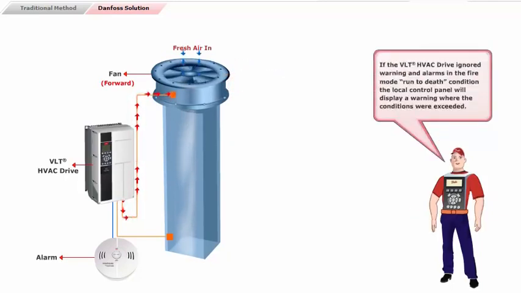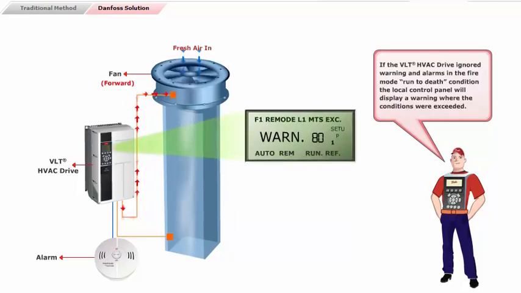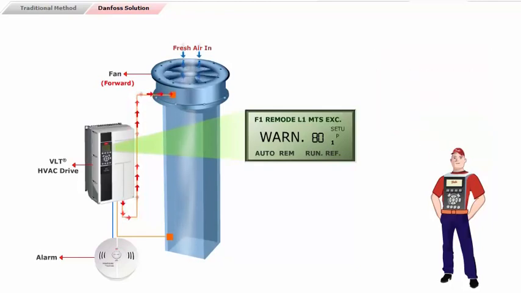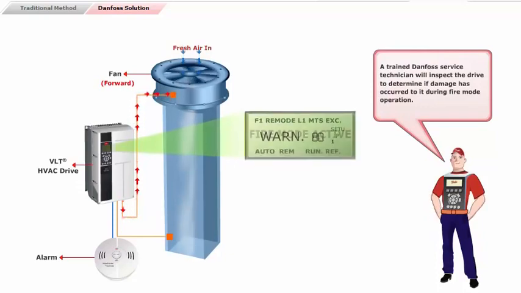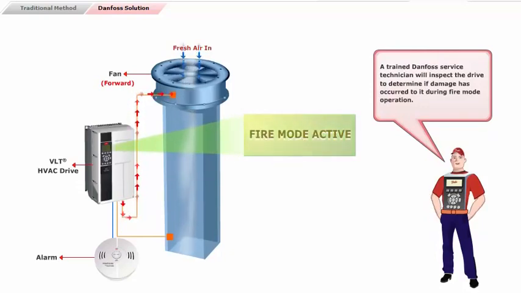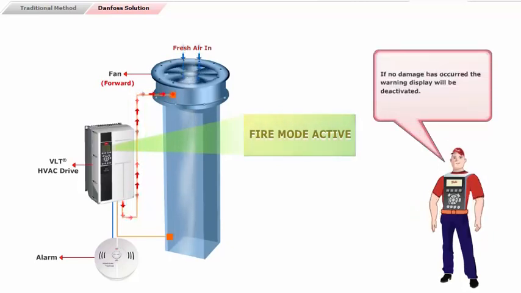If the VLT HVAC drive ignored warnings and alarms in the fire mode run to death condition, the local control panel will display a warning where the conditions were exceeded. A trained Danfoss service technician will inspect the drive to determine if damage has occurred to it during fire mode operation. If no damage has occurred, the warning display will be deactivated.